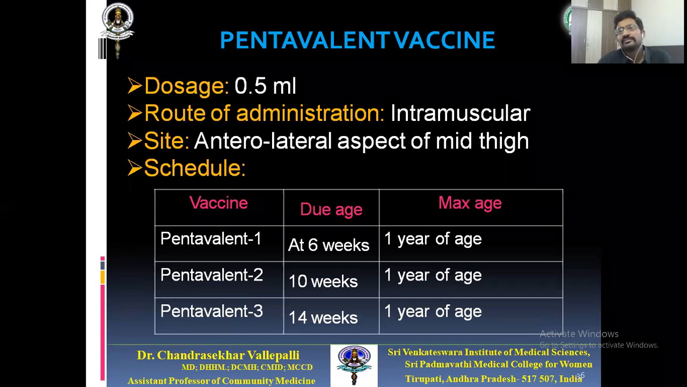So what is the dosage? Again the same as DPT, 0.5 ml. Again intramuscular, and again the anterolateral aspect of the mid-thigh. Because DPT is a constituent of pentavalent, the same you can write. Again, 3 doses we give in the pentavalent form: 6, 10, and 14 weeks. Maximum age is 1 year.